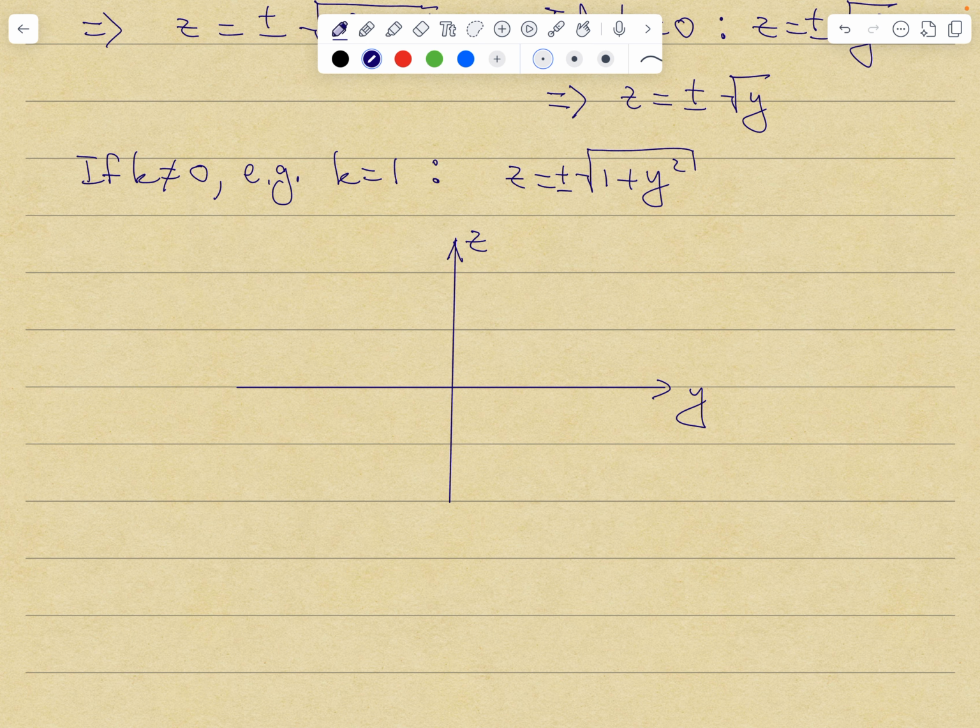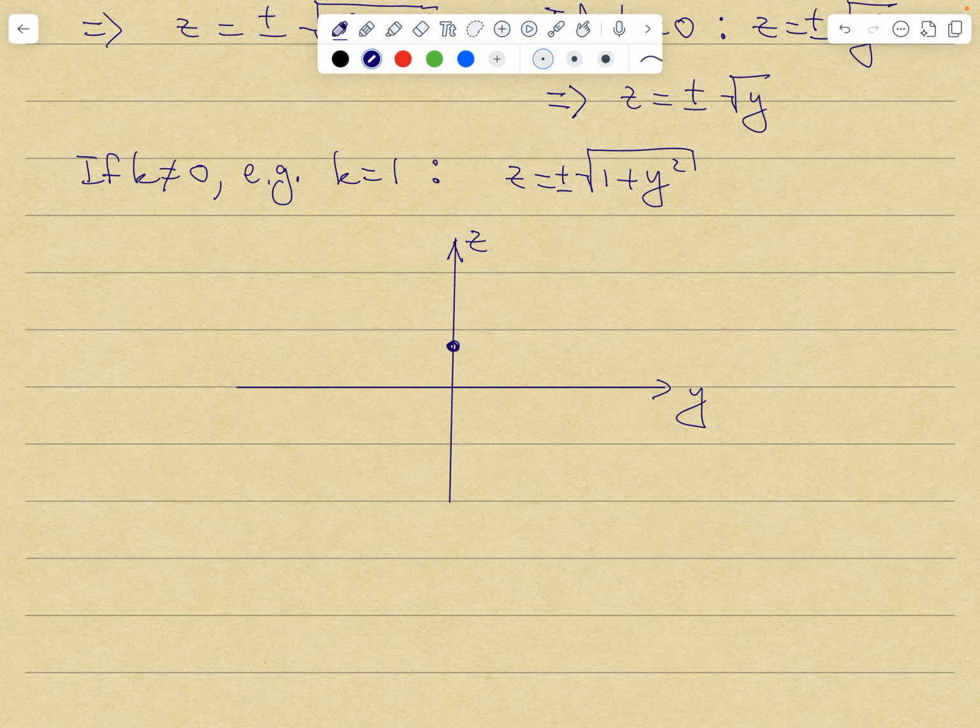So z being equal to square root of 1 plus y squared is a positive number. So the expression inside the square root is always greater than or equal to 1. So if I take z with a plus sign, then that means I'm going to get a graph which always exceeds 1, right? Which always lies above z equal to 1.